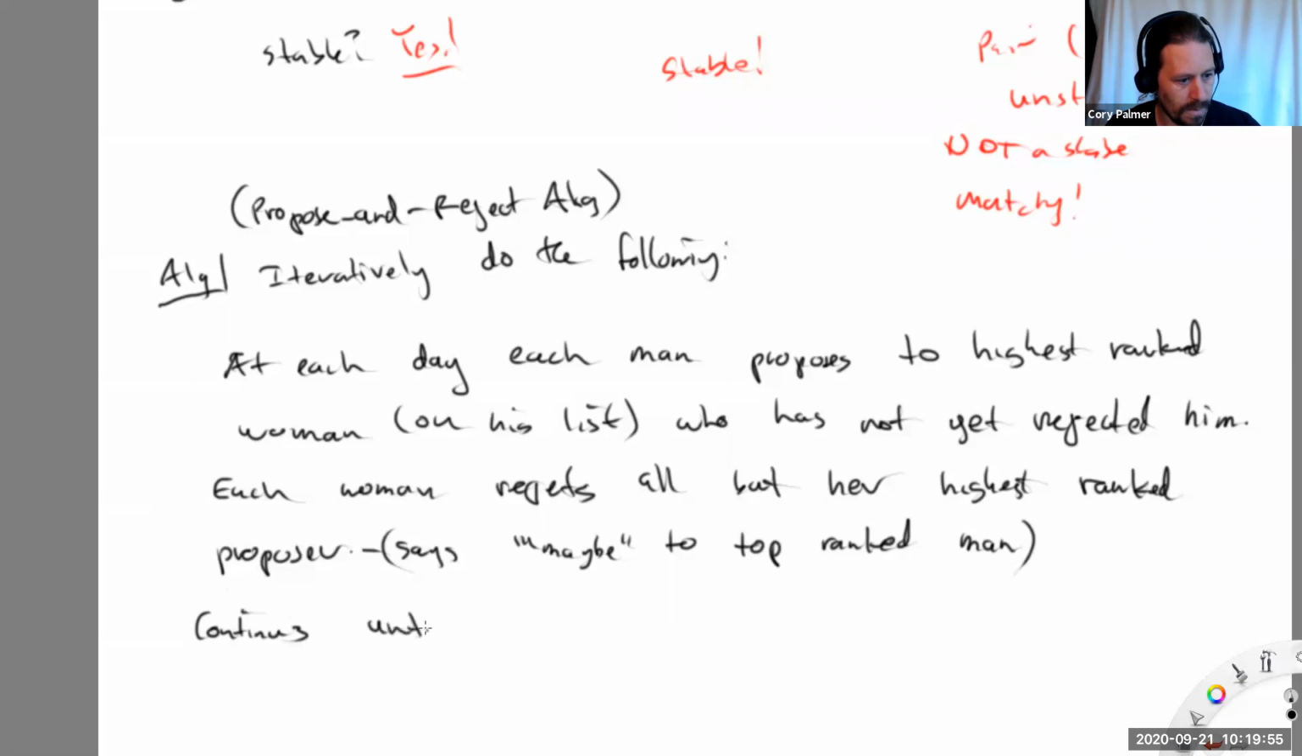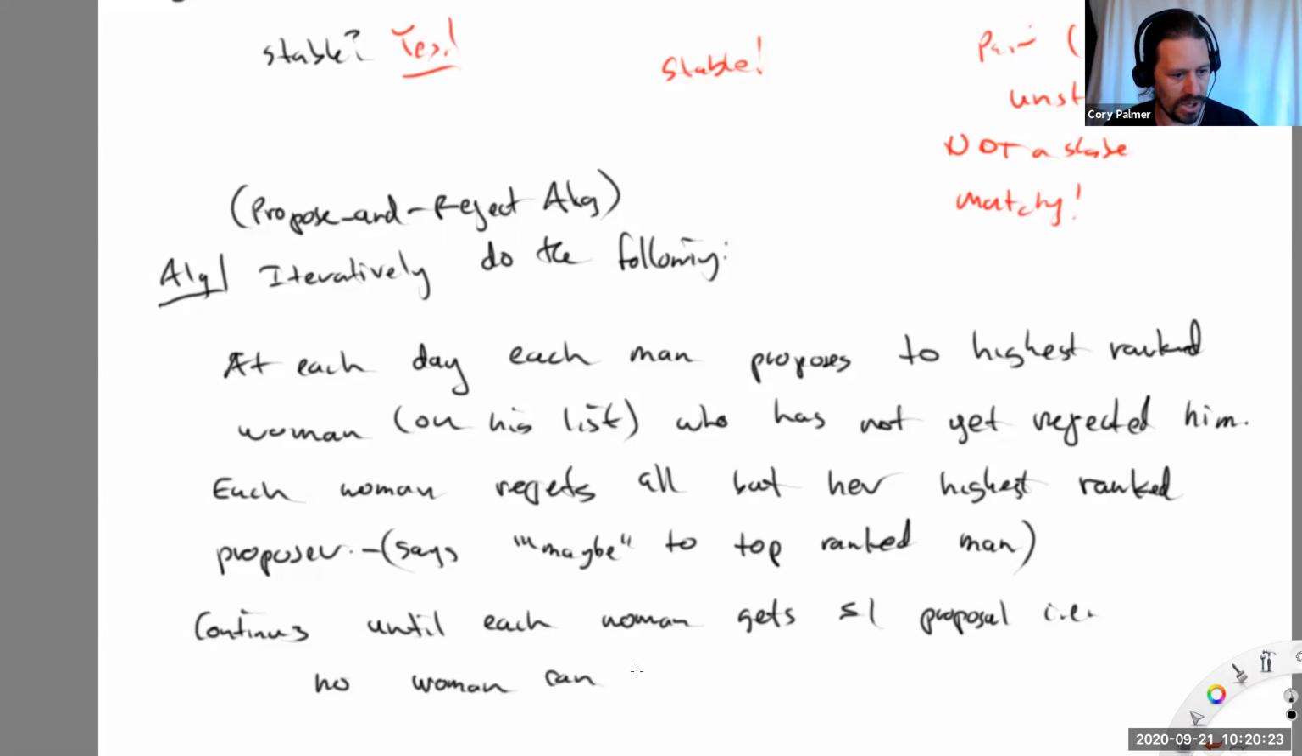until each woman gets at most 1 proposal. In other words, no woman's able to reject that day, right? When you get to a point where no rejections happen, then there's no update to the lists, and so we have no choice but to stop. Otherwise, the algorithm would just keep doing the same thing every turn, okay? So no woman can reject.